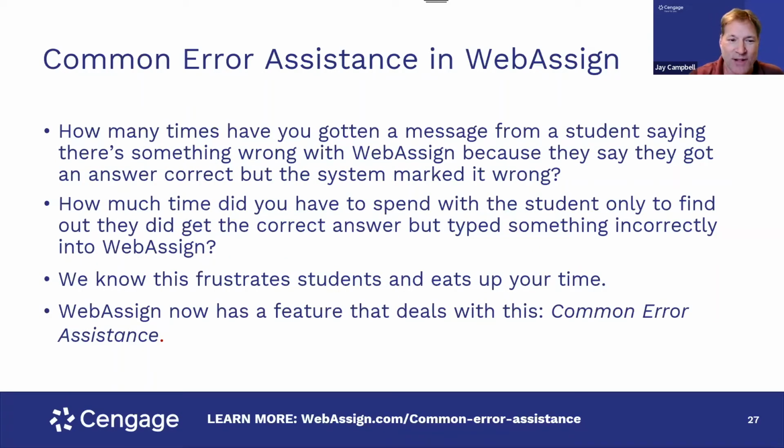for all of you. You get a message from a student saying that something's wrong with WebAssign because they got the right answer, but the system keeps marking it wrong. Then you have to spend some time with the student to figure out what's going on, and it turns out they actually did get the right answer. You can see from their work that they got the correct final answer. They just typed something in wrong. So we know this is frustrating for you and for the students. So we have something now that is meant to help with that, and that's what this common error assistance is.